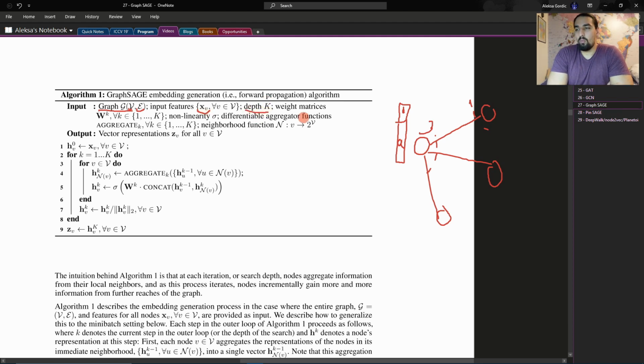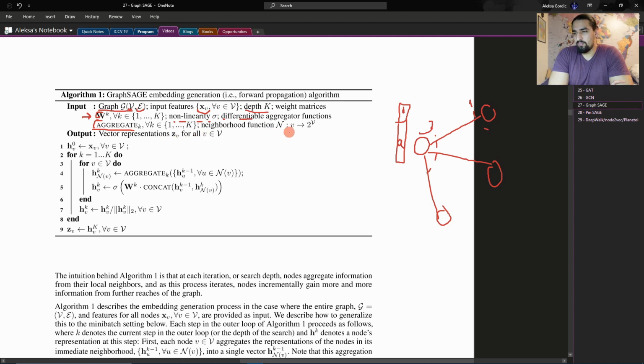We have depth, which is the number of layers in GraphSage, and we have these weight matrices, W_k, which are trainable, and so those will be trained during the unsupervised and supervised training process, and I'll show those in a couple of minutes. We have a nonlinearity, sigma, and these important differentiable aggregator functions, because they are also trainable. So the W_k's and these functions are something that we'll want to train.